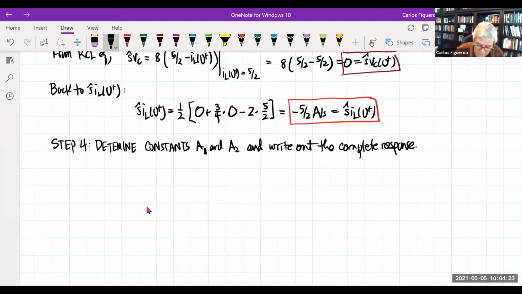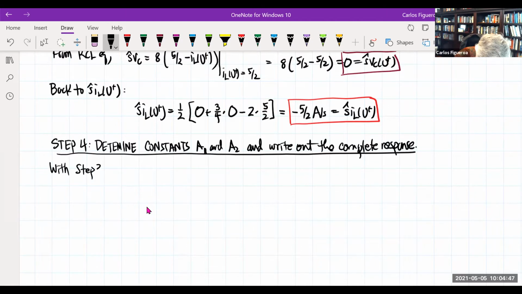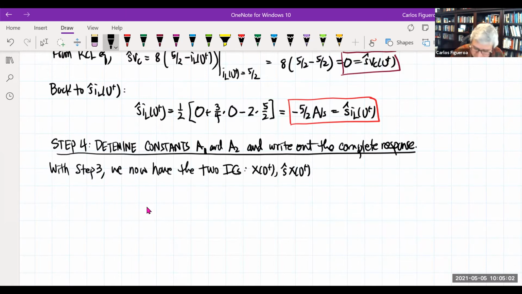And this is where we're really at the end of the thing. Anything else is just in solving the problem here. Here's where it gets messy. So now what we've done here is that with step 3, we now have the 2 initial conditions, right? X of 0 plus and S hat X of 0 plus. So now we got to apply them.